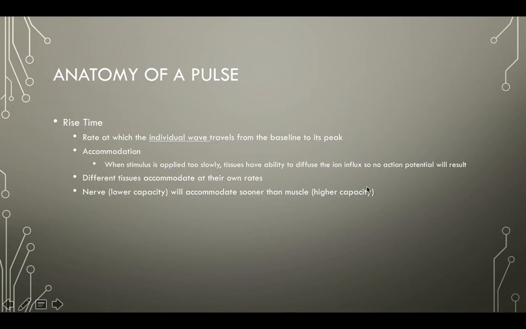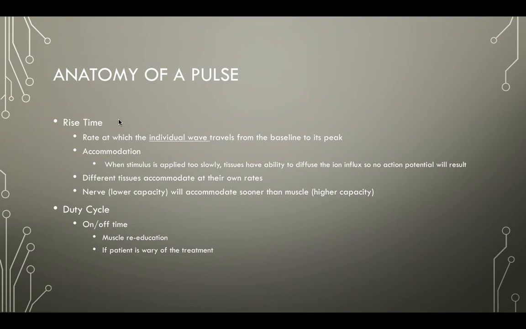So we want to make sure our rise times are quick enough for the various tissues we're trying to target, and different tissues will accommodate at their own rate. So nerve, which has a lower capacity, will accommodate sooner than muscle, which has a higher. And so that rise time is also related to decay time, so the time that the wave decreases. Now rise time, like I said, sets up for accommodation.